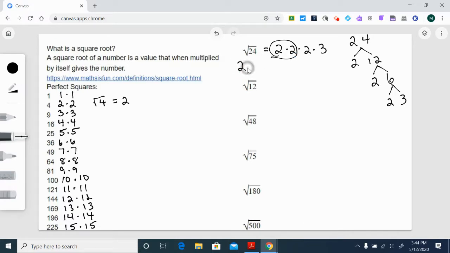Now I have no other pairs, so everything else needs to go back underneath the square root because we can't take the square root of it. 2 times 3 is 6, so I'm going to leave that as 2 square root of 6.